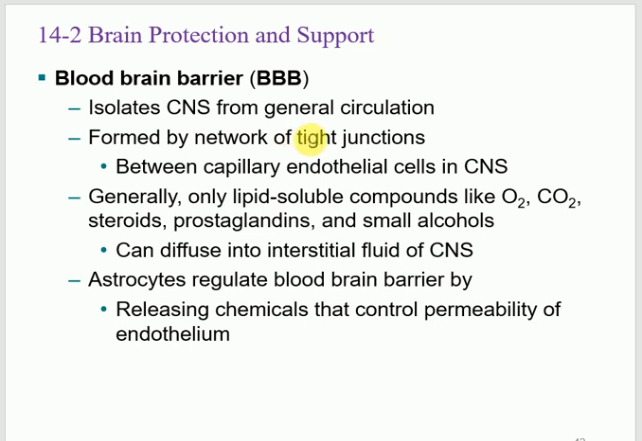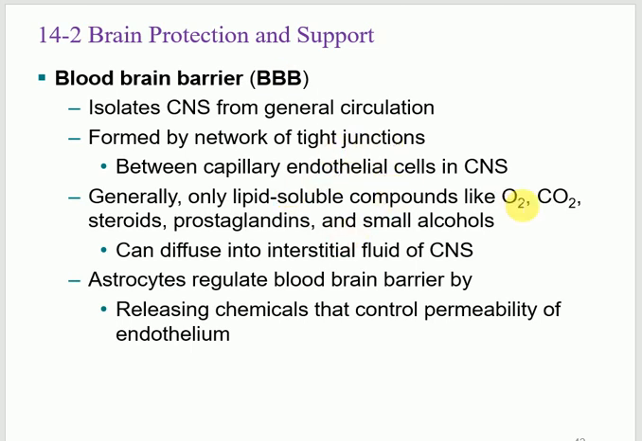This barrier is made by a tight junction, which is a very close junction. The cells come very close to each other between the capillary endothelium. The endothelial cells of the capillaries come very close to each other to the extent of making tight junctions. Astrocytes are going to regulate this barrier by releasing chemicals to control it. It tells the barrier, allow more, allow less, astrocytes.